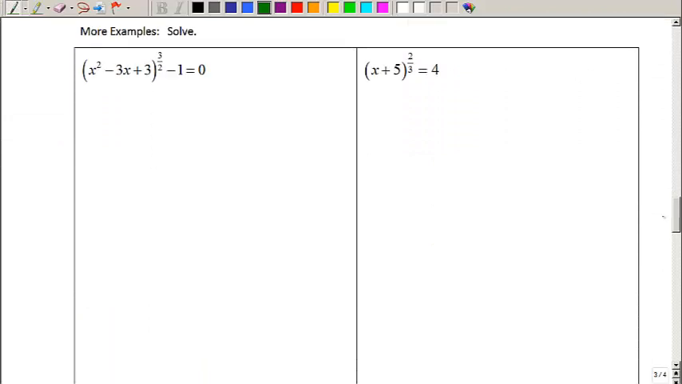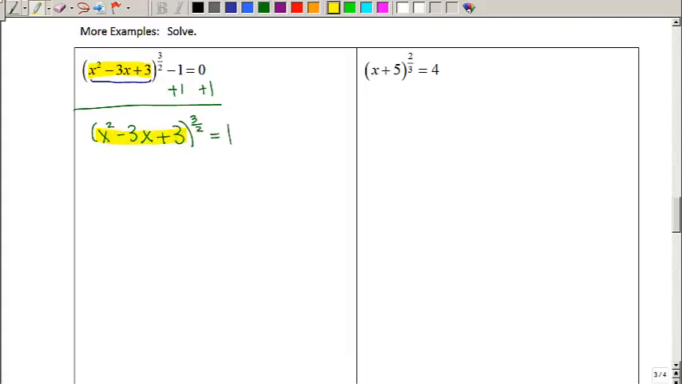Here are some more examples that are a little bit more complex. Instead of just having x to the m over n, I have an expression to the m over n. I would like to isolate that expression with the rational exponent. I need it all by itself. So I first need to get rid of the minus 1. I'm going to add 1 to both sides. And now my expression is isolated.